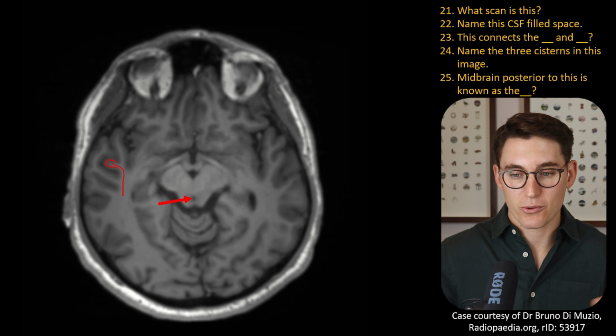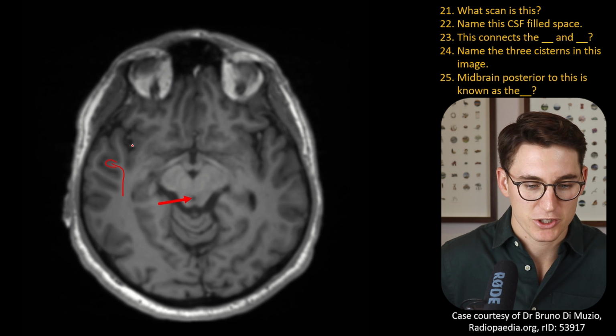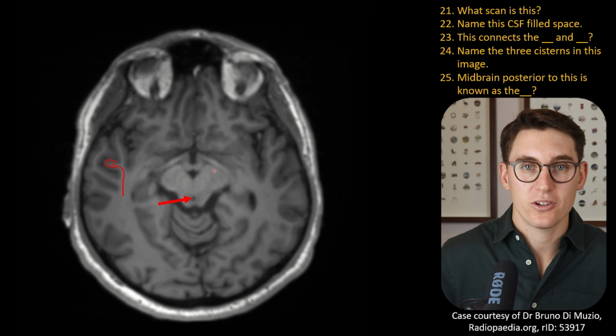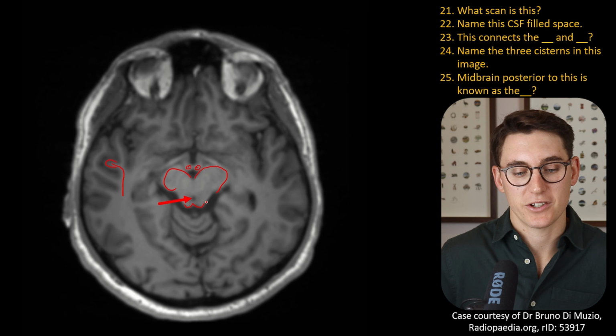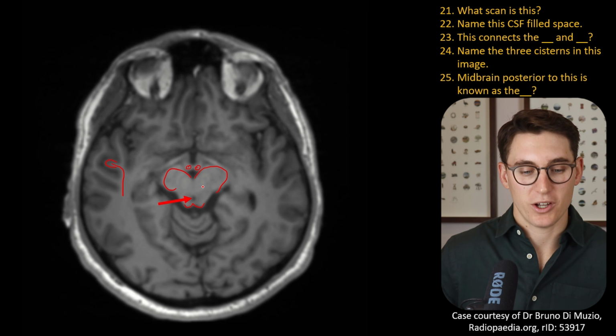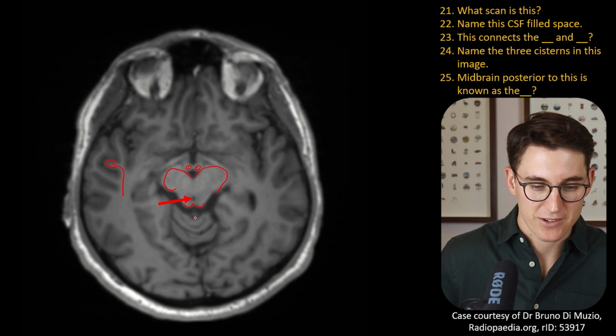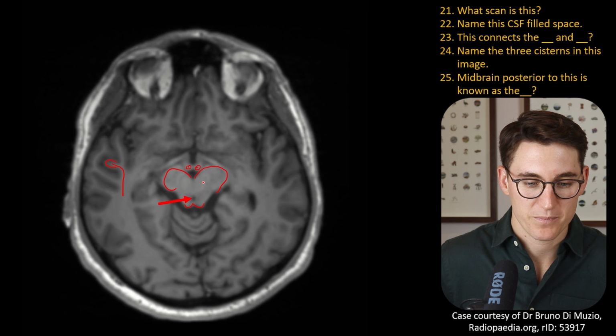We're asked to name the 3 cisterns that we can see in this image. Well, where are we here? We're at the level of the midbrain. We can see our cerebral peduncles here anteriorly, our mammillary bodies, and we can see our colliculi posterior like this. And just knowing where we are, we can then identify these CSF-filled spaces around the midbrain.